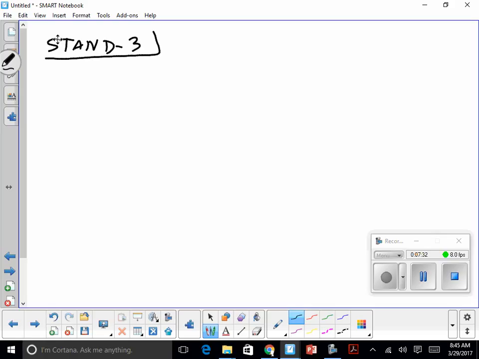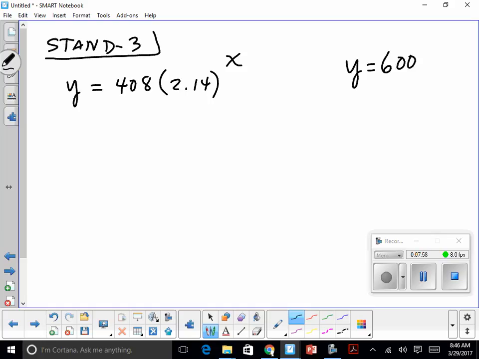Y equals 408 times 2.14 raised to the x power. How can you tell this is an exponential function? I'm going to ask, hey, can anyone tell me how I can tell this is an exponential function? X is in the power, it's in the exponent. They want you to solve this problem when y is 600. Let me put that in blue, just so some students feel comfortable again with it.